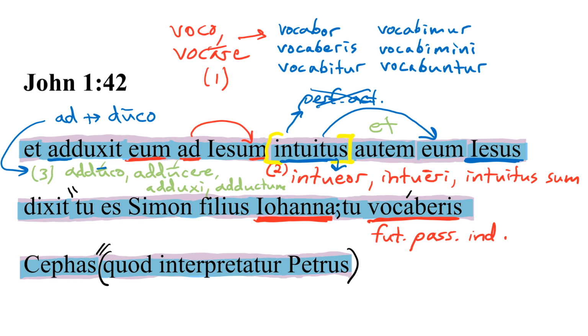Notice the way that we form this. We've got our typical passive personal endings together with the infix bi, which sometimes is transmuted to be, as here. Got a regular bi here, or bu in the third person plural. And we've got a bit of that irregular first person form, or, vocabor. That's our distinctively future passive look right there. So, vocaberis, you shall be called Cephas, the rock, which when translated into Greek is Petros, which also means the rock.